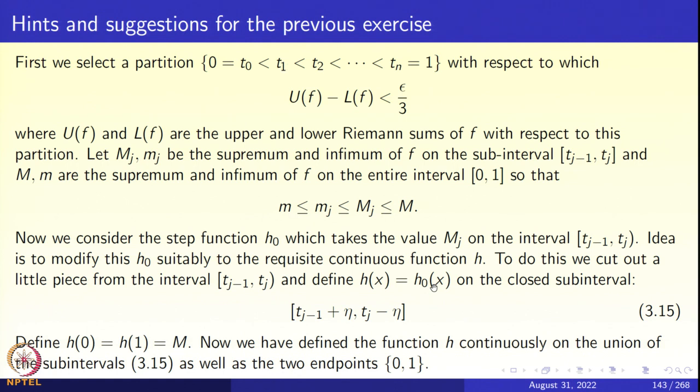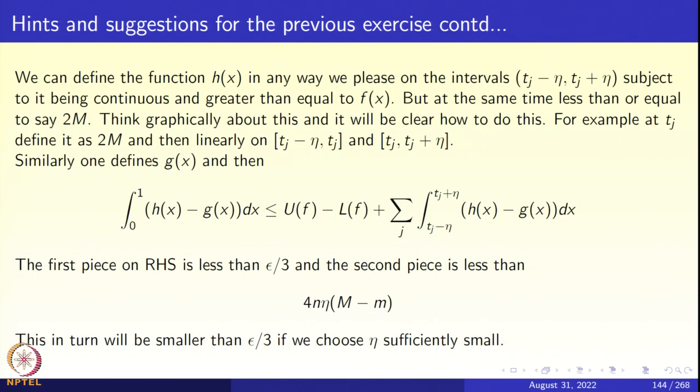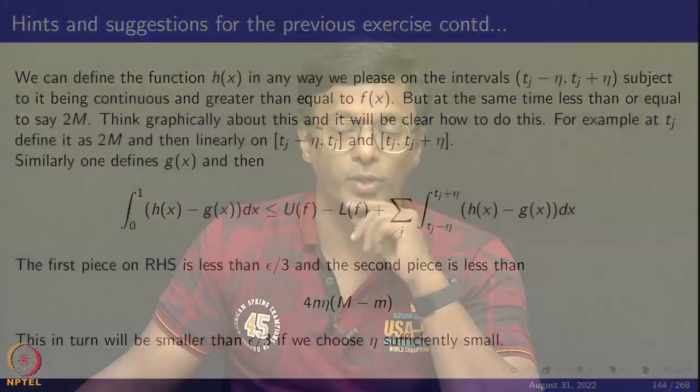So the function h of x agrees with the step function over a very large part of the interval [0, 1]. Namely, on each subinterval, it agrees with h naught except for a tiny piece that I cut out from both ends. Now we have defined a continuous function h on the union of all these subintervals 3.15, as well as the two endpoints 0 and 1. How to proceed from there is very easy. We can define the function h of x in whatever way we want on the remaining intervals tj minus eta to tj plus eta. I urge you to draw some pictures and see what's going on.